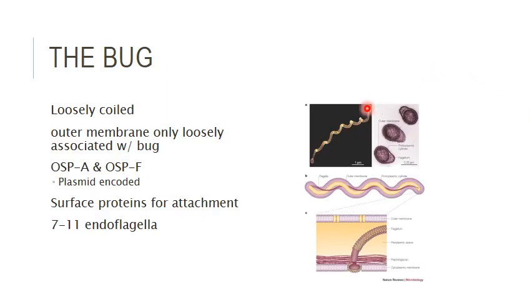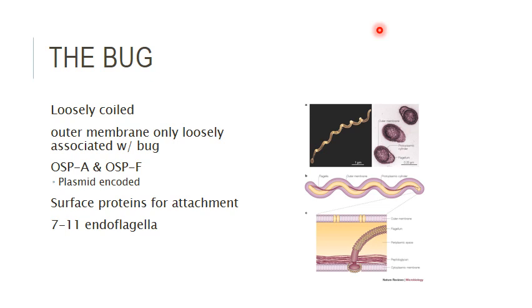Here's your bug itself. It's a little bit more loosely coiled than Treponema. It does still have antigens on its outer surface, but they're not TROMPs, obviously. It's not a treponemal antigen. Instead, it has OspA and OspF, which are outer membrane proteins. They're actually lipoproteins, and they're encoded by plasmids.